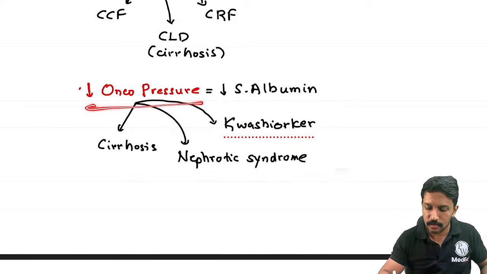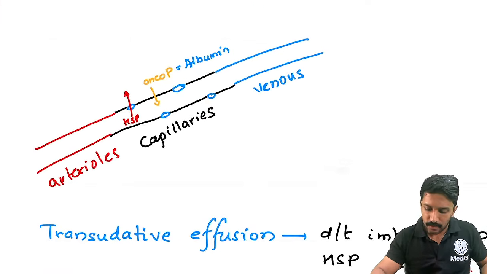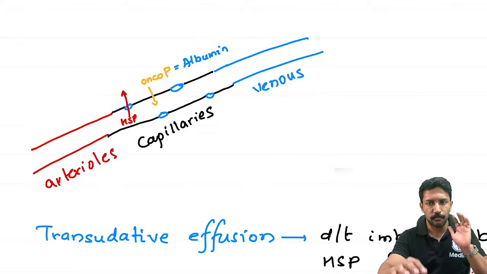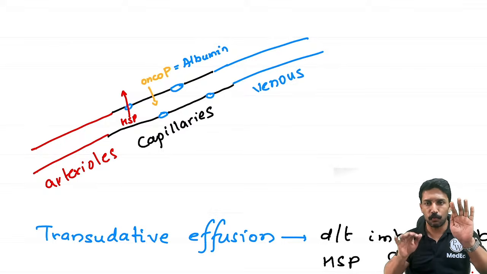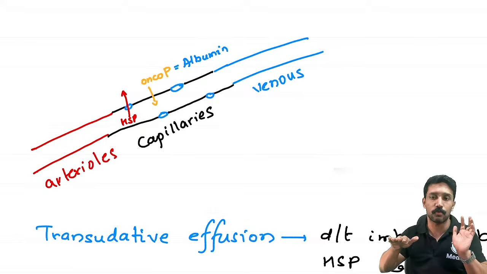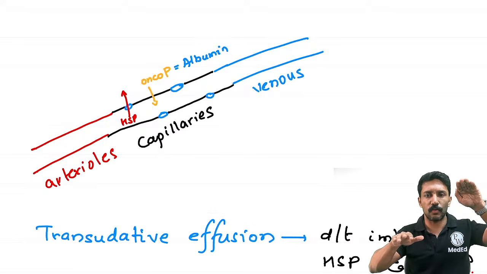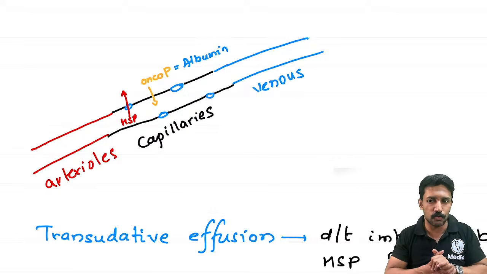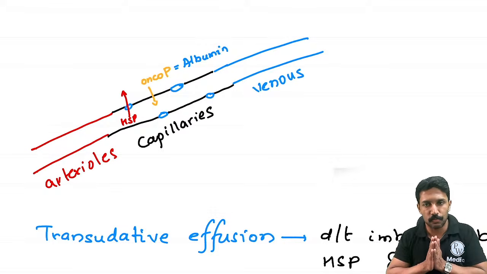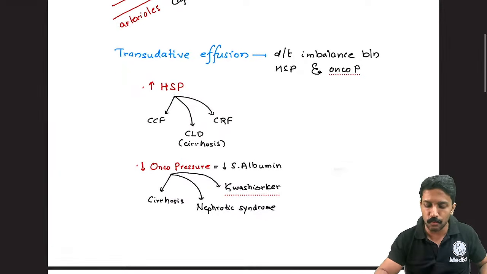In all these cases, oncotic pressure is decreased. So there is usually a balance between a force that wants to drive the fluid out and the force that wants to keep the fluid in. The force that wants to keep the fluid in is albumin, the force that wants to drive it out is hydrostatic pressure. If I increase hydrostatic pressure, fluid will leak into the tissues, or if I decrease oncotic pressure, fluid will still leak into the tissues. So all of them will cause transudative effusion.